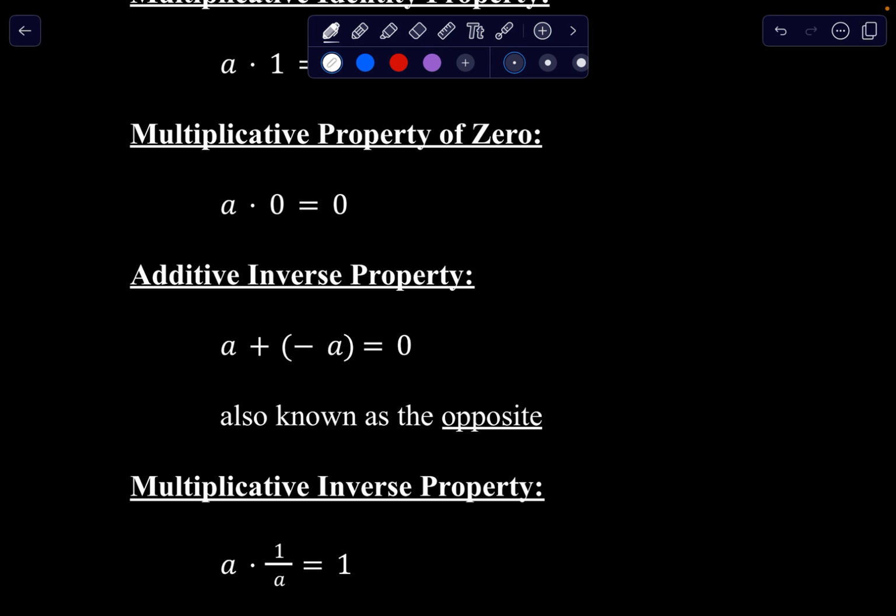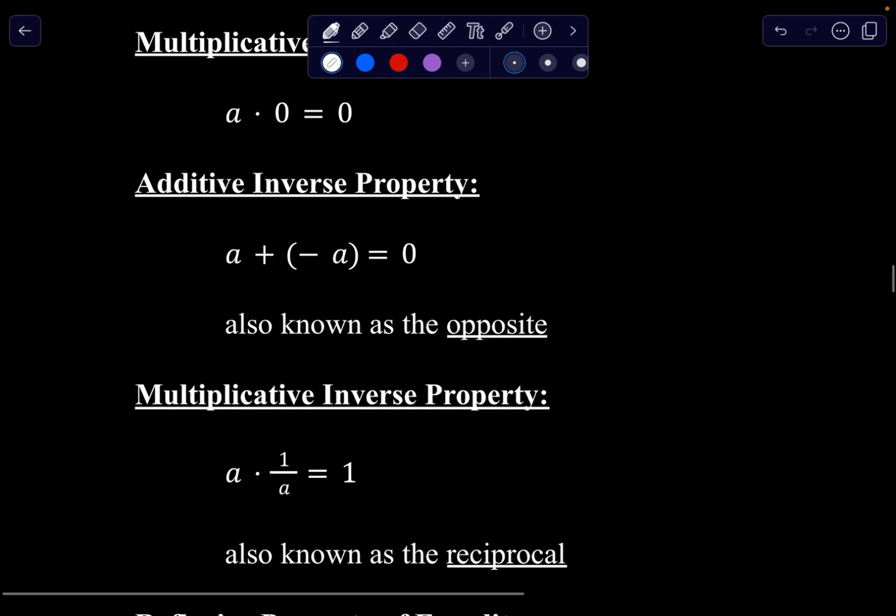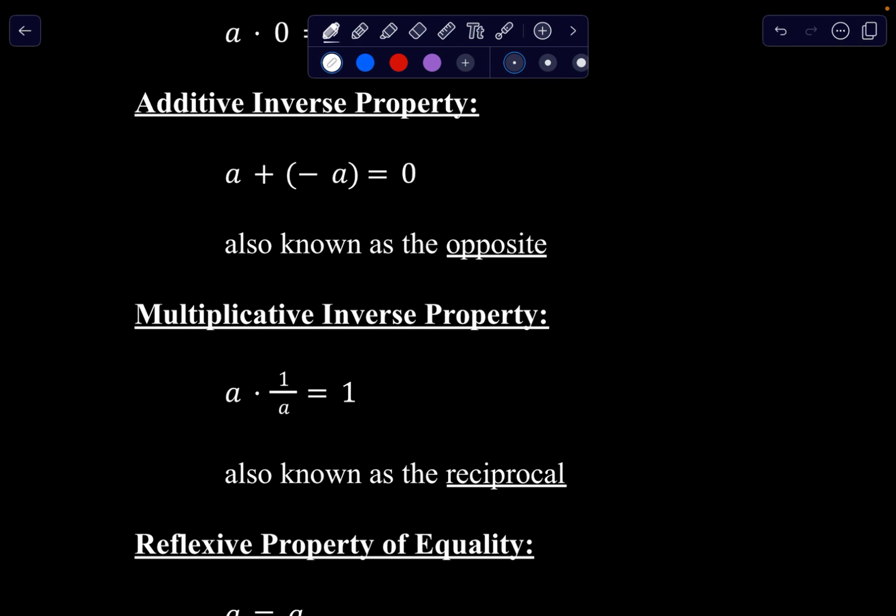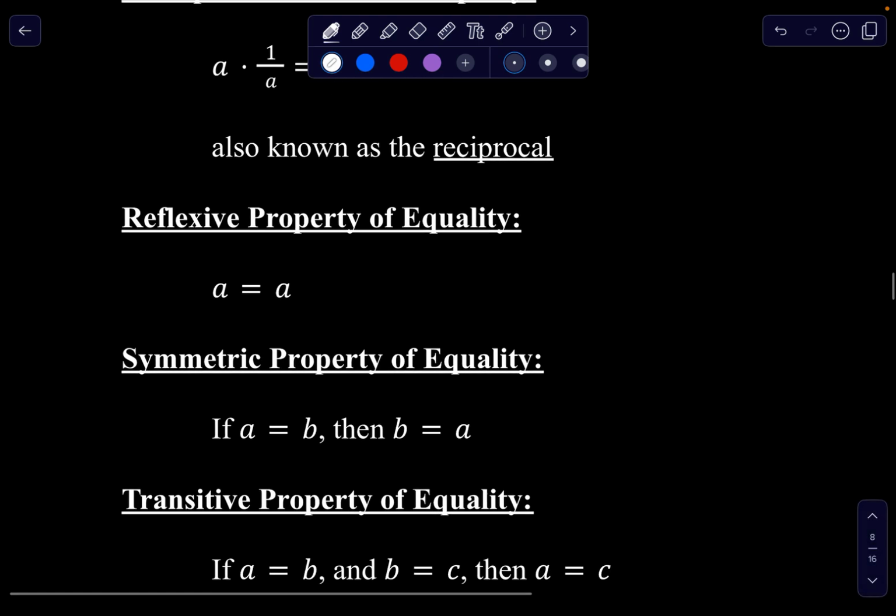And then additive inverse would be adding the opposite of any number. So the opposite of 5 would be -5. The opposite of -7 would be +7. Multiplicative inverse is multiplying by the reciprocal. So taking that fraction or number and flipping it upside down.